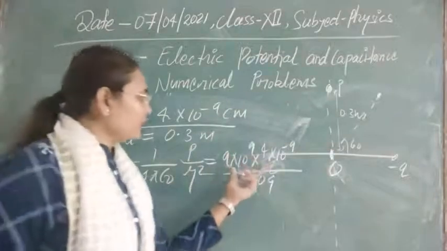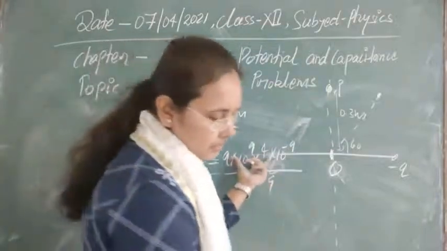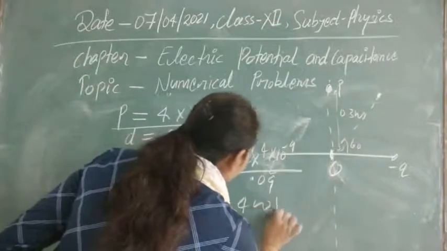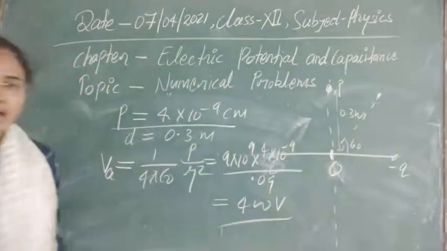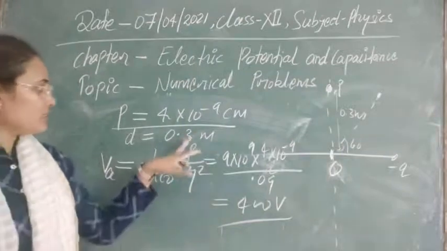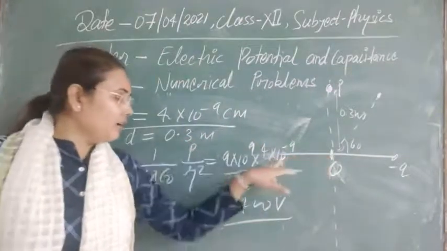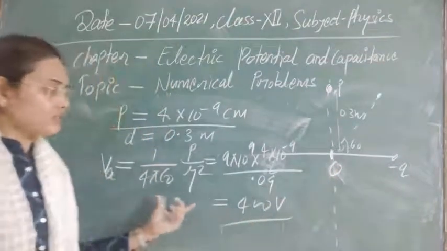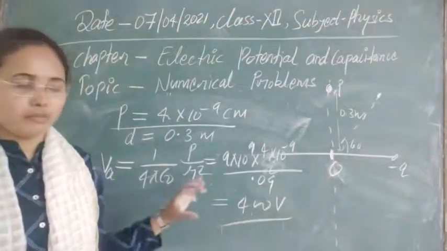Again, now we can solve it, and after the solution its value is obtained, which is equal to 400 volt. It means at any axial point at a distance of 0.3 meter from the center, due to this dipole, a potential of 400 volt will be generated.